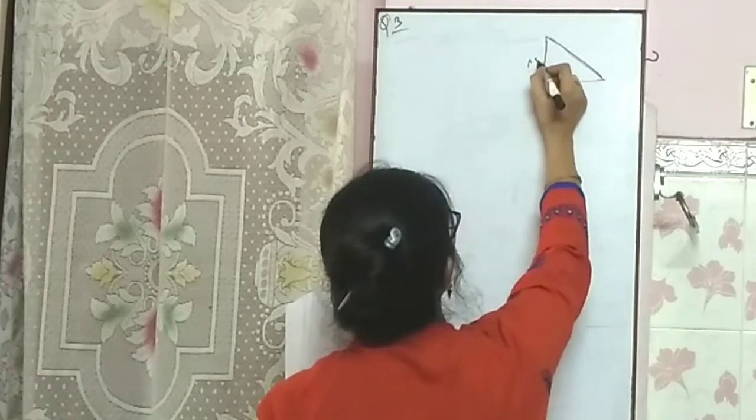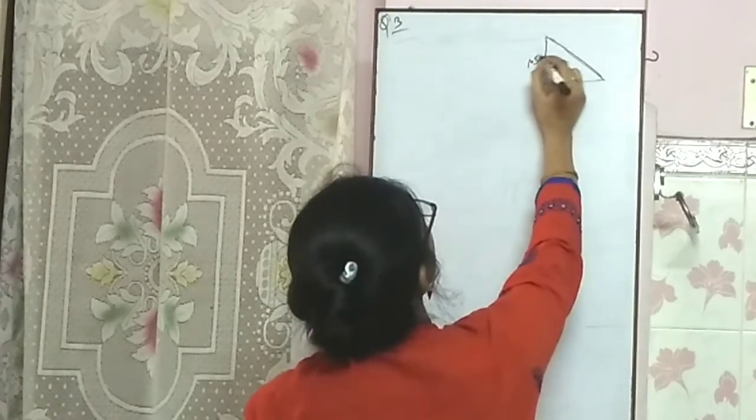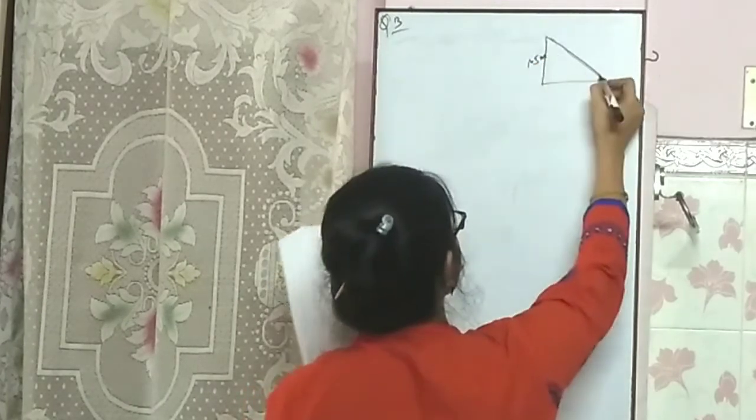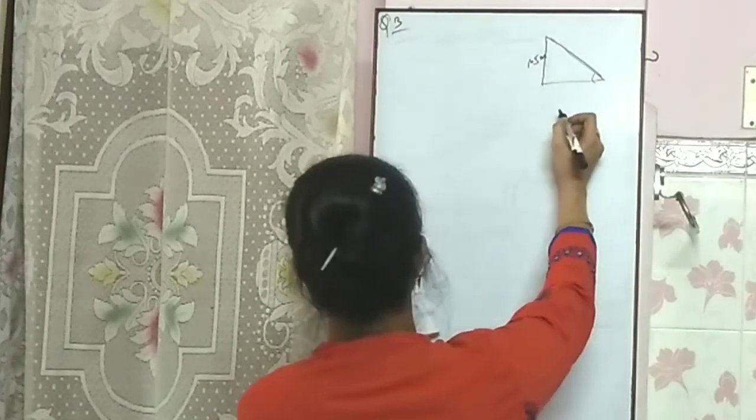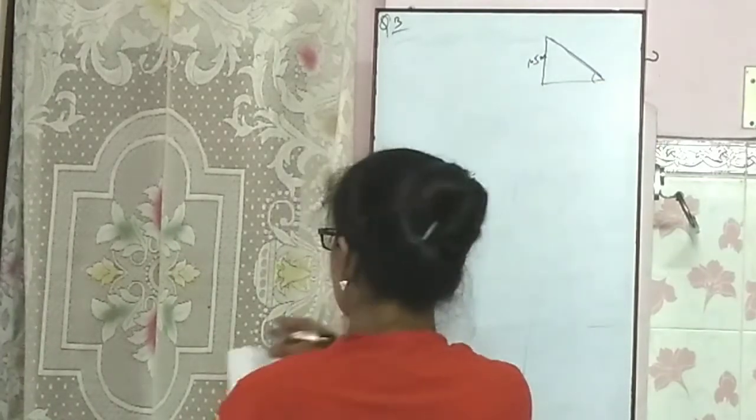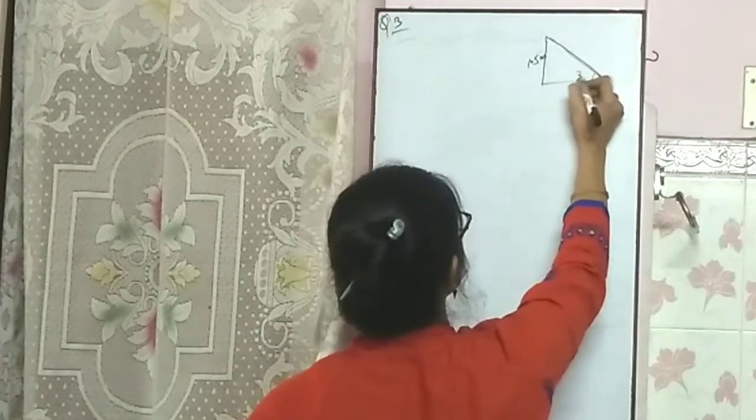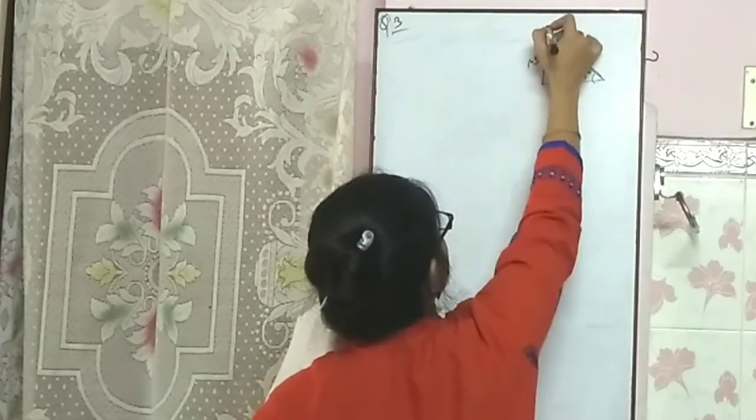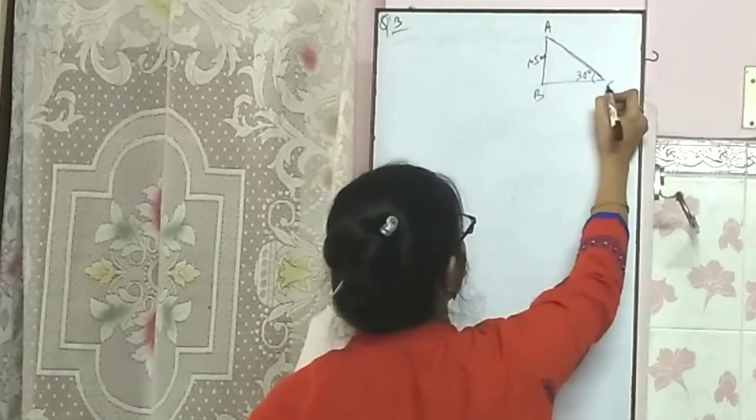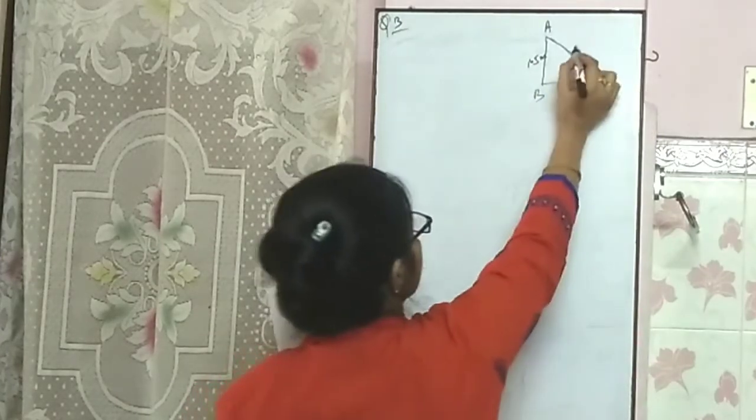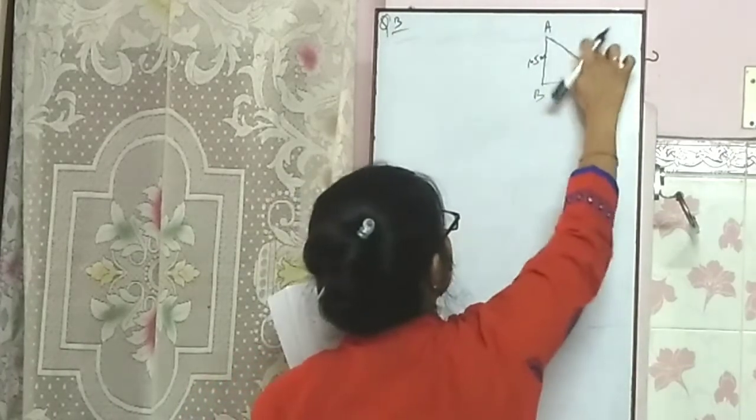It is 1.5 meter, and the angle of elevation, the angle at which the slide is kept, is 30 degree. Say it is A, B and C. You need to find the length of the slide.